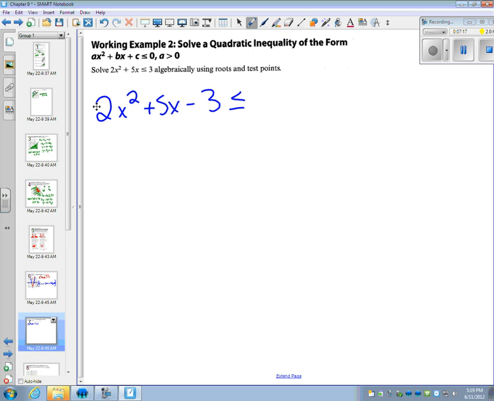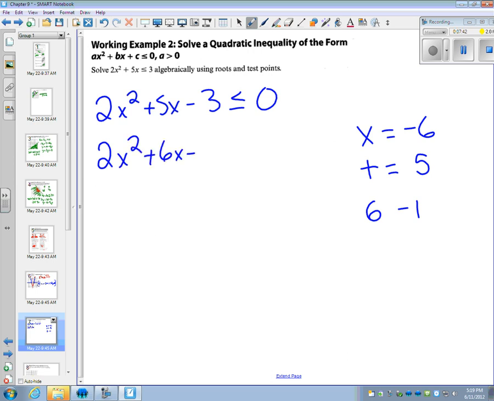I'm going to factor. Okay, so I need two things that multiply to be -6 and add to be 5. Well, that looks like 3 and 2. No, that doesn't work. It's going to be 6 and 1. It's going to be 6 minus 1. So I rewrite that middle term: 2x squared plus 6x minus 1x minus 3 is less than or equal to 0.